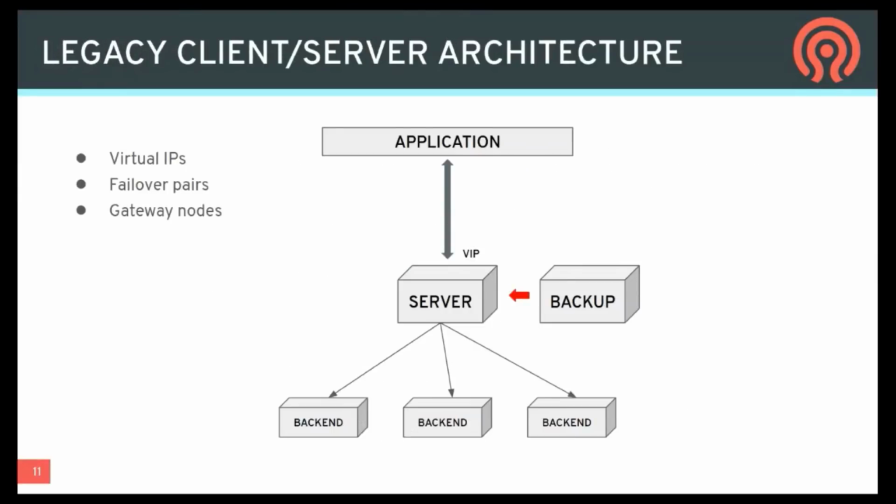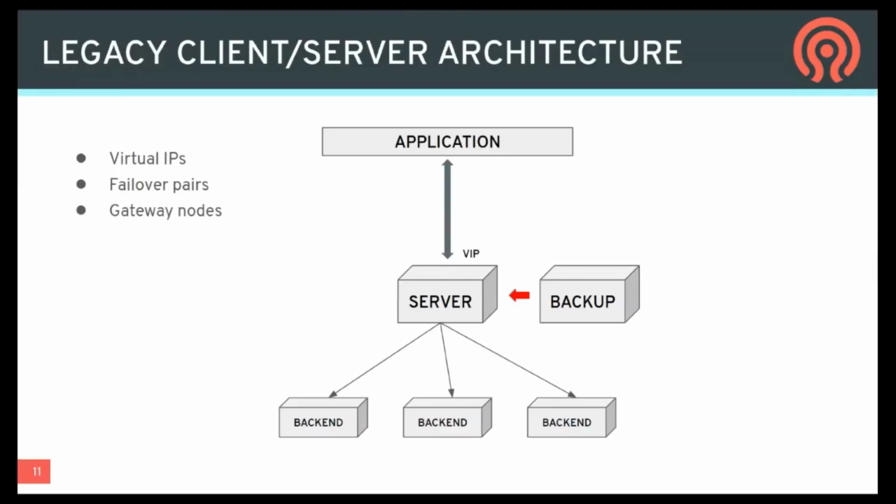Now, one of the goals of the Ceph architecture is to avoid the problems with legacy client-server type architectures. In past decades, client-server architecture served us well, but as services scale out, it becomes very difficult for systems to maintain the illusion of being a single server when in fact they are hundreds or even thousands of individual servers. And so there are a number of tricks that systems have used to maintain this illusion, things like virtual IPs and failover pairs and gateway nodes that hide the layout of data on the back end.